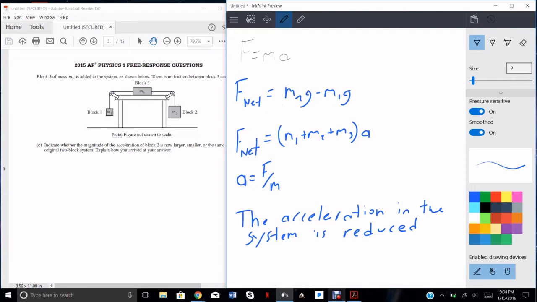We also know that the net forces are the same, as block 2 is not being affected by gravity in the system because the table is counteracting the force of gravity.